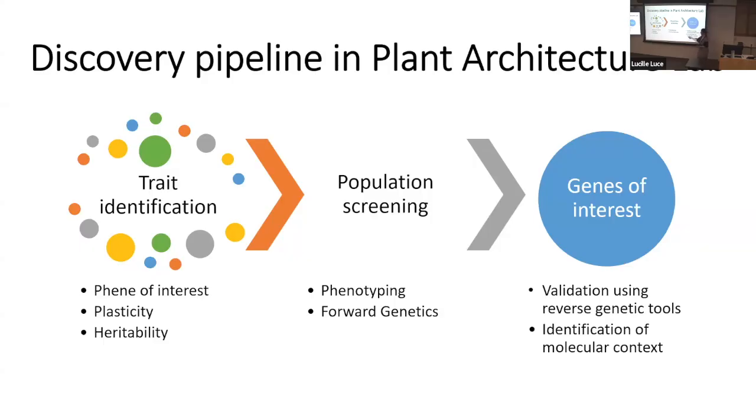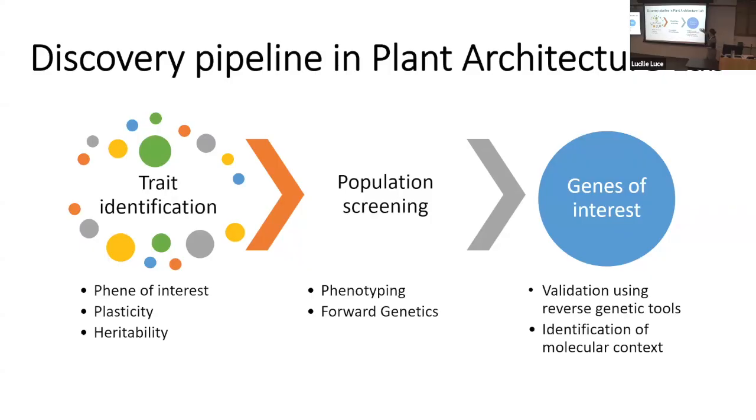Okay, I spent a lot of time on that. Now that we've got the trait of interest identified, we're going to do a population screening, doing phenotyping and forward genetics, and then only once we are at the level of a gene of interest are we validating it using reverse genetics.